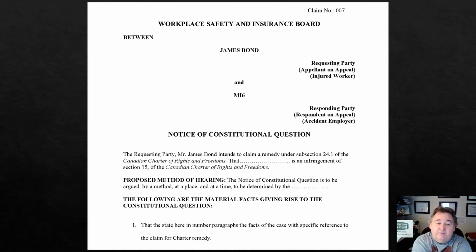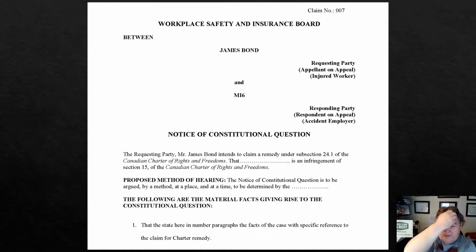Here, as you can see, I've provided an actual copy of what the top of your notice will look like. I used James Bond and MI6 as a fictitious injured worker and employer. At the top, I started with the claim number 007.